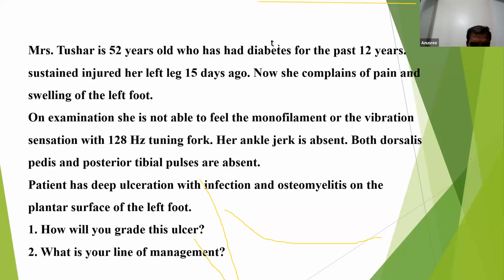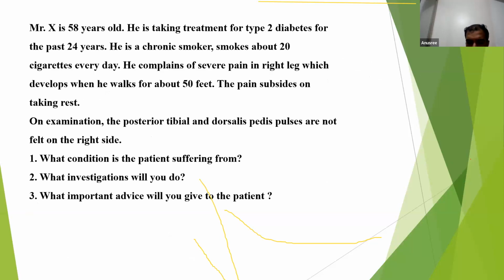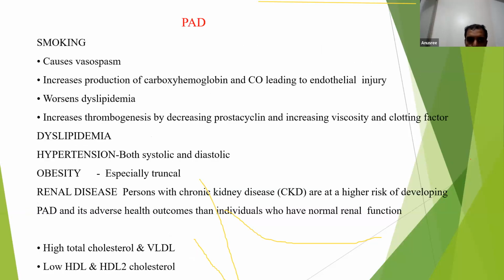palpable. This is another patient who has been diabetic for the past 12 years. He had a trauma to his leg, and there is a wound with infection, an ulcerated wound which has intruded into the bone. His examination revealed that the monofilament test is positive, vibration sensation at 128 Hertz is absent, and his ankle jerk is absent. So these are two conditions, peripheral artery disease and diabetic foot, which go together.